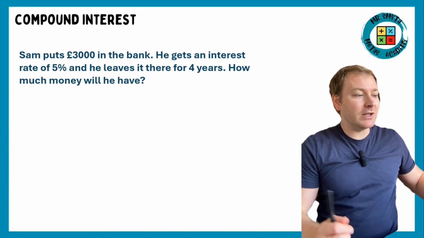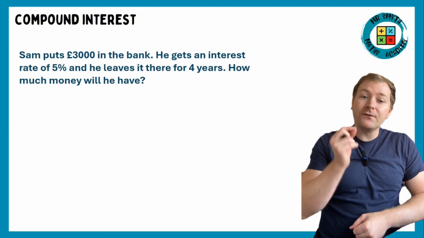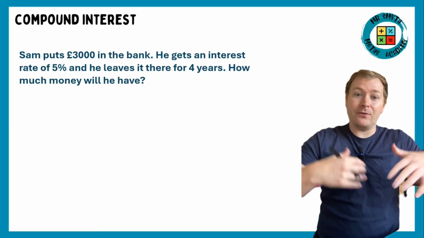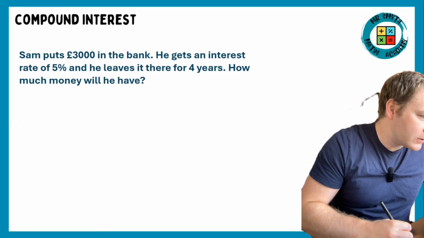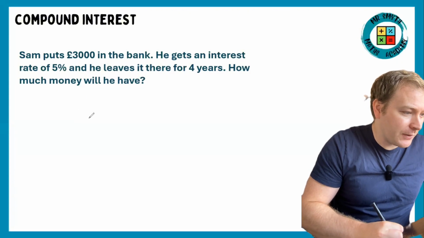So in this first question, it says Sam puts £3,000 in the bank. He gets an interest rate of 5% and he leaves it there for 4 years. How much money will he have at the end of the 4 years? So let's write down exactly what's going on. We're going to start by writing down the 3,000.